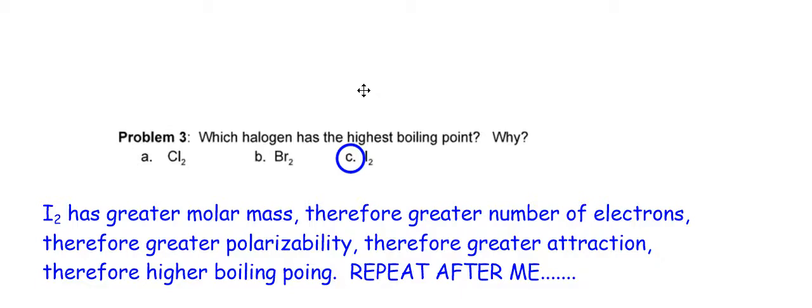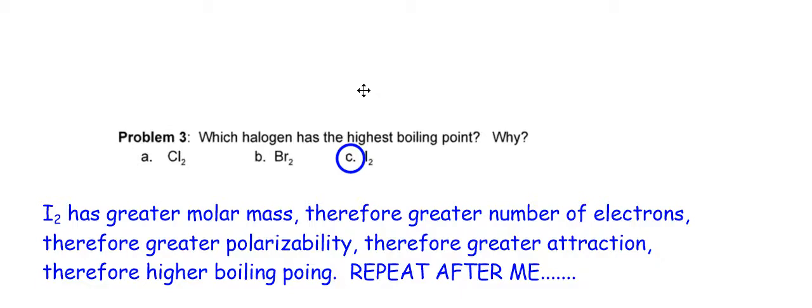And so I wrote, repeat after me. Why would I say that? Because you need to commit it to memory. Greater molar mass, greater number of electrons, greater polarizability, greater attraction, higher boiling point. There's really 5 phrases in there, aren't there? Molar mass, number of electrons, polarizability, attraction, boiling point. However you need to remember that, there are 5 things you need to say.